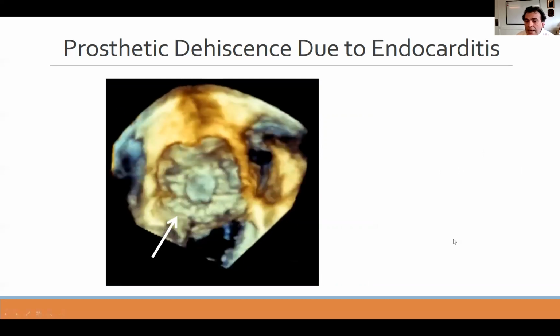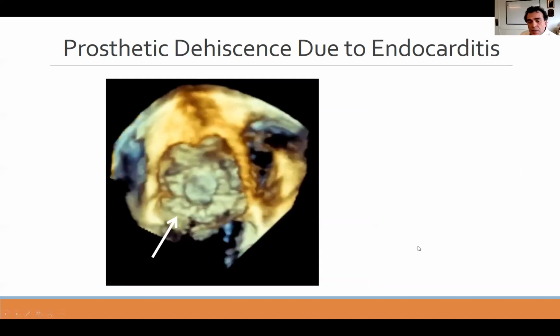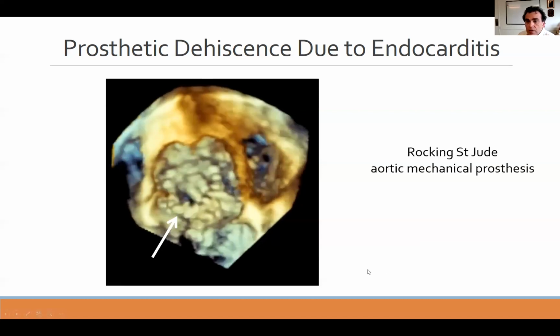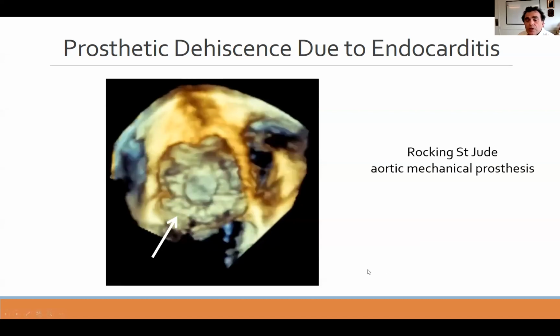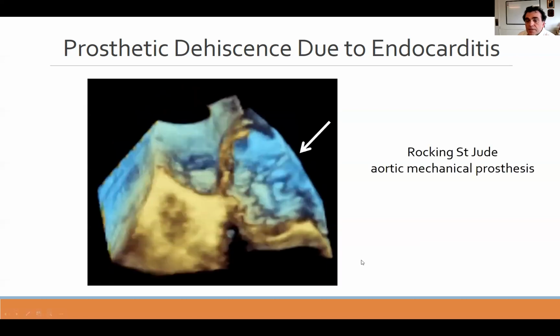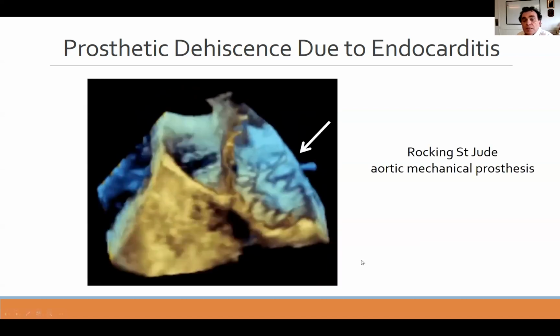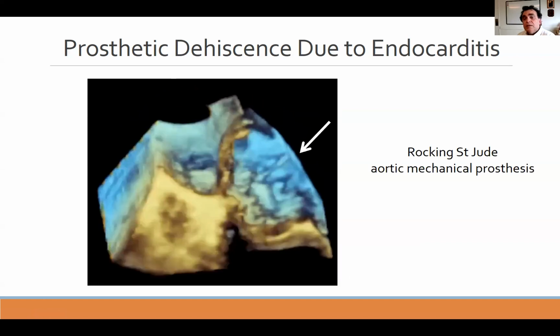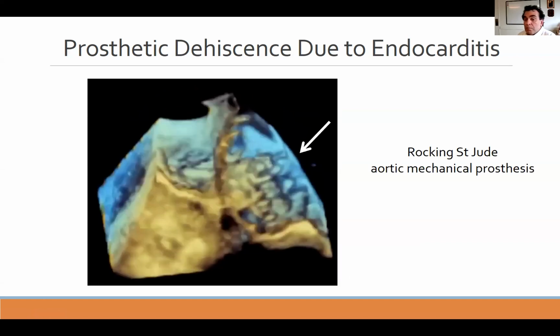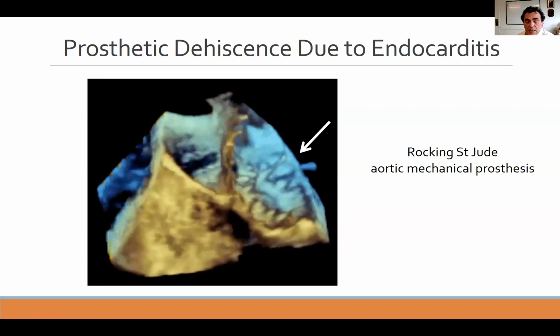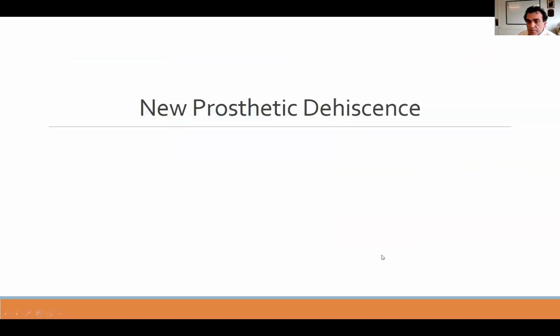This is a highly dangerous condition, and the patient was immediately referred for surgical replacement. Rocking St. Jude aortic mechanical prosthesis as a complication of Staph aureus endocarditis. This is just another view from the side of this prosthesis, and you see the large abnormal pathologic movement of the prosthetic sewing ring, characteristic of prosthetic dehiscence.